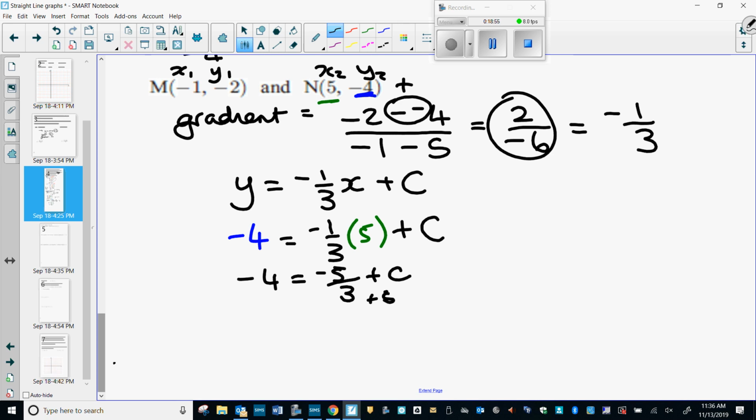Add 5/3 to both sides. What's negative 4 plus 5/3? Don't rush. Negative 7 over 3. Should have got the same answer. Very, very nicely.